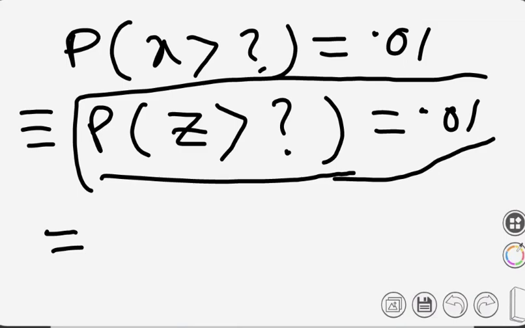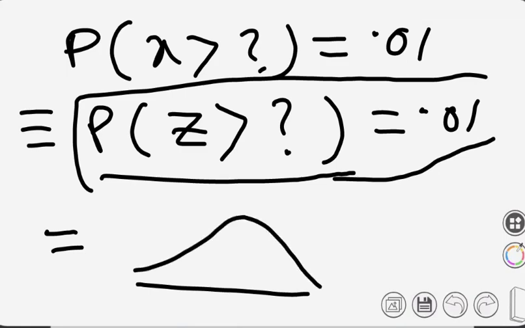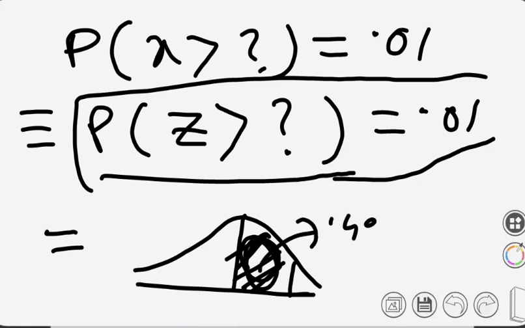Did you understand why it will be 0.49? Because the table given here is given in this manner. This area is given. So if this area is 0.49, then this area will be 0.01. Do you get it? So can you find out what is the value? 0.49.